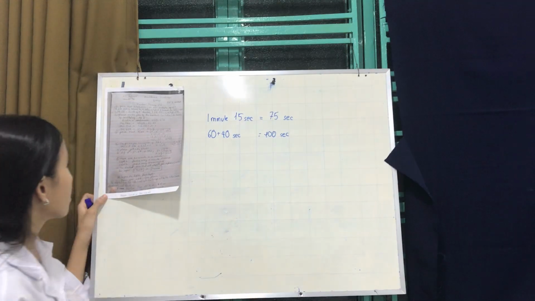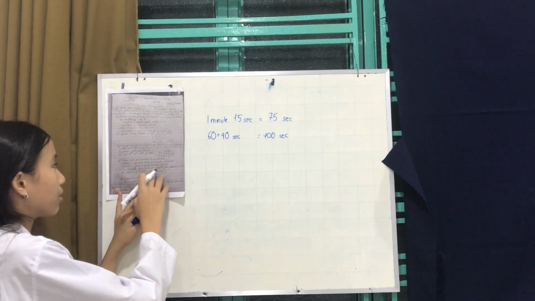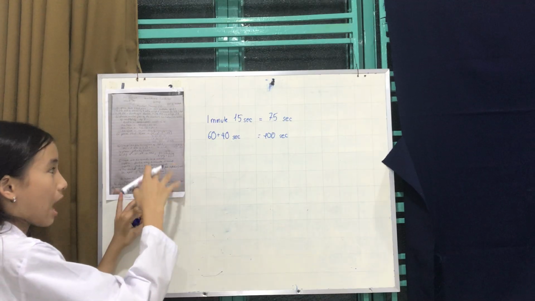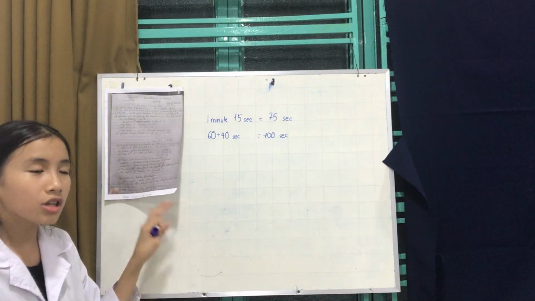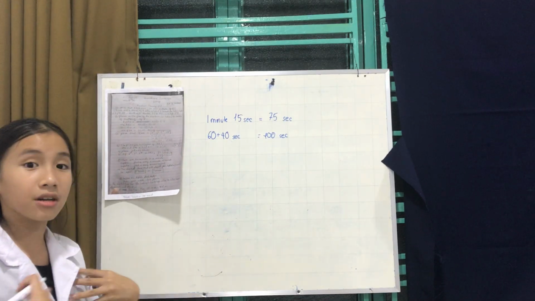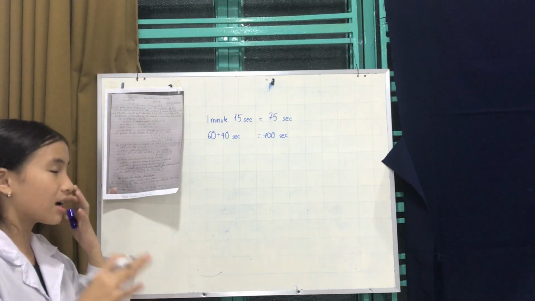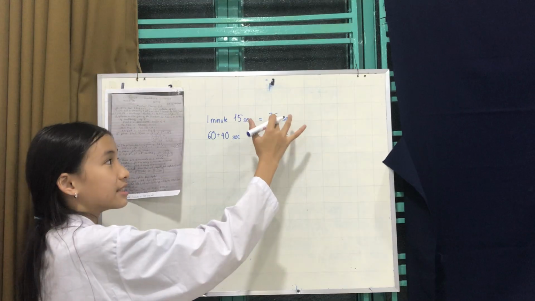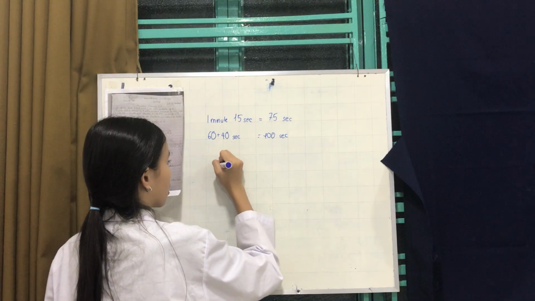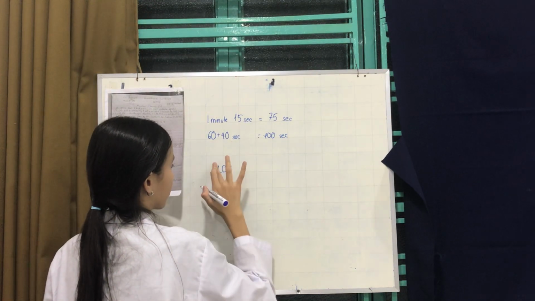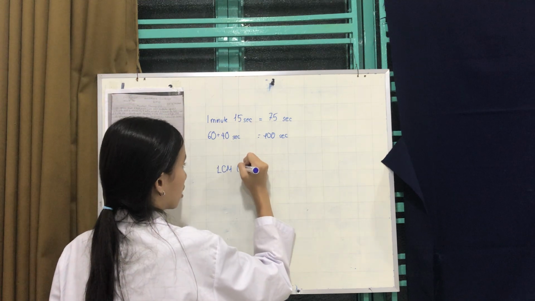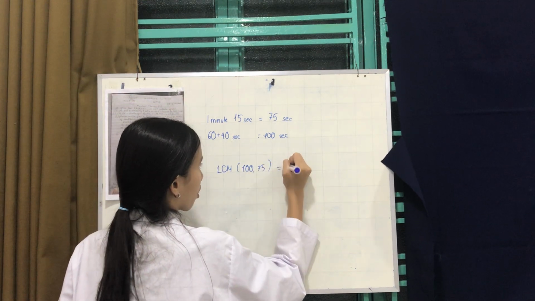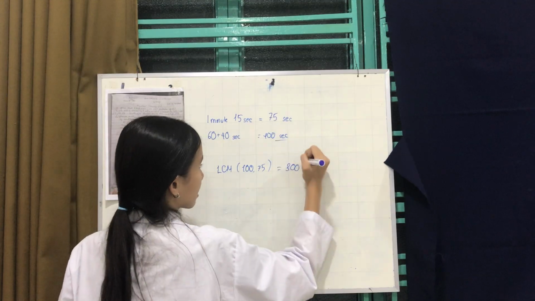Now, the problem says the shortest time until those two lights flash together will be after how many seconds or how many minutes. So, looking at this problem, I know that I must find the least common multiple, LCM, of 75 and 100, which will equal 300. And the unit is seconds.